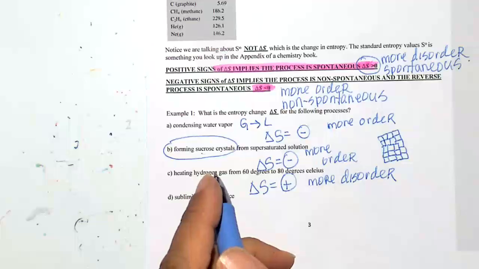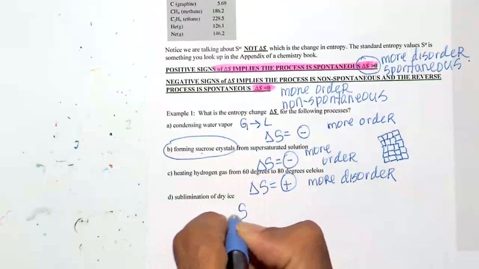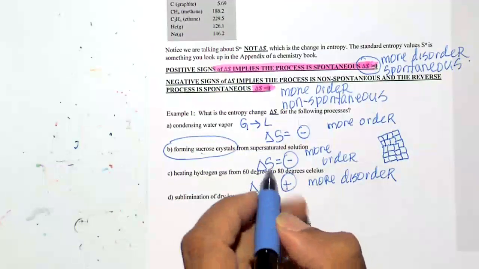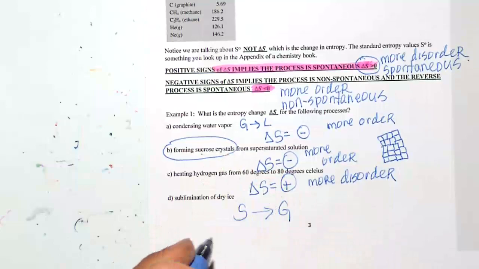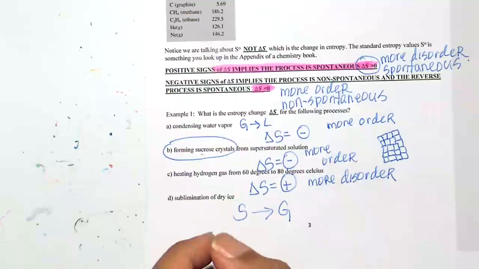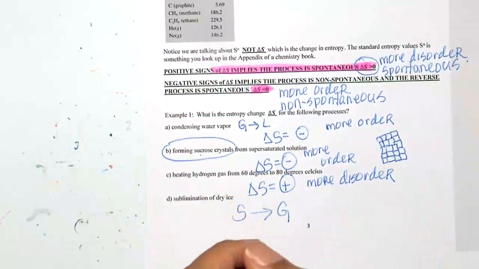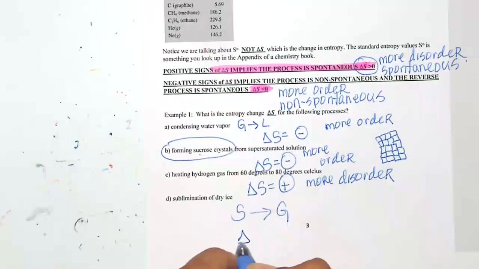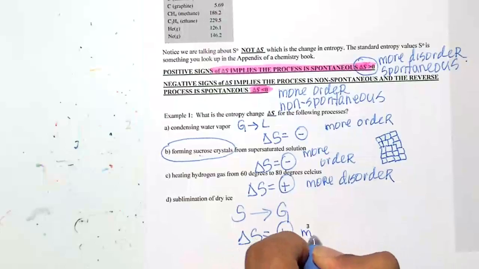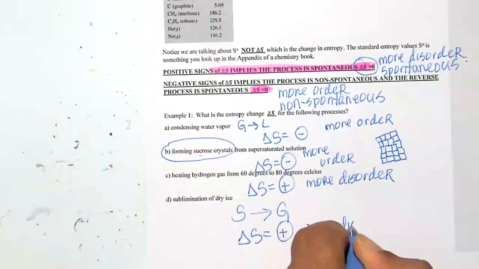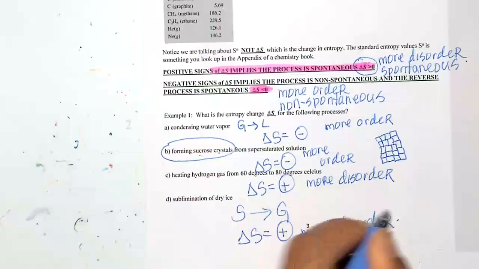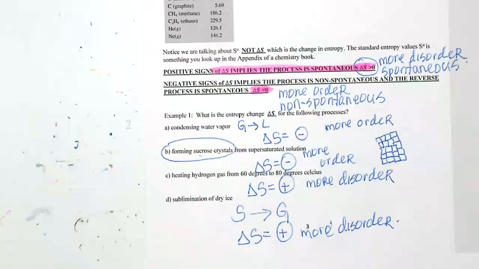And sublimation of dry ice. What's sublimation? It's a solid that skips the liquid step and goes to a gas or a vapor. So solid to a gas. Is that right? Solid to a gas, yes. Gas is very disordered. They're all roaming around, floating around. You can't get them ordered. So the delta S for this phenomenon will be positive as well, more disorder. So that's how we do these types of problems.